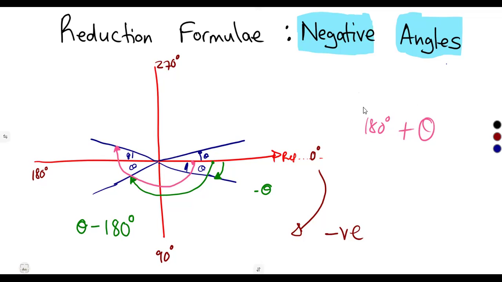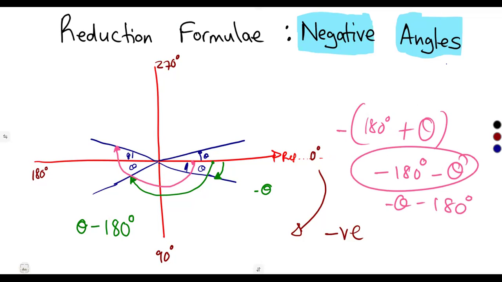But these are negative angles, so you introduce a negative. This angle will be minus times 180, which is minus 180 minus theta. In this case, guys, we cannot start with theta because that theta is also negative. You can write it like minus theta minus 180. It's one and the same. You can leave it like this.